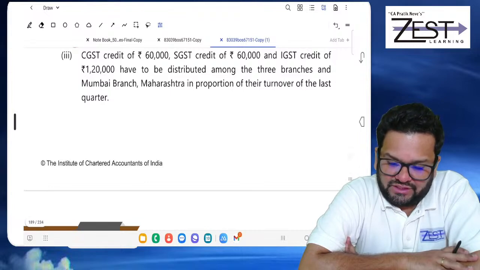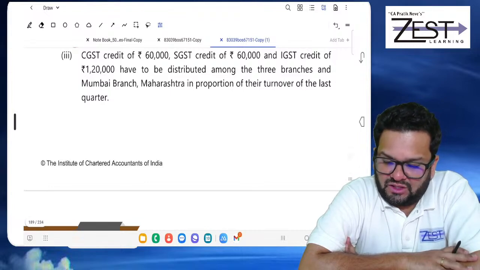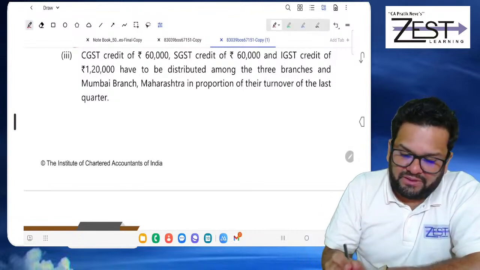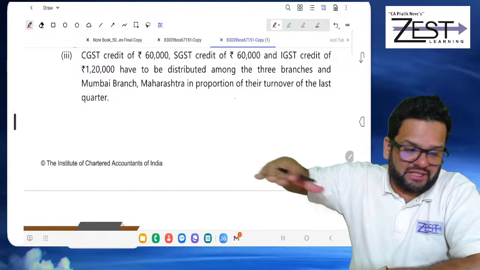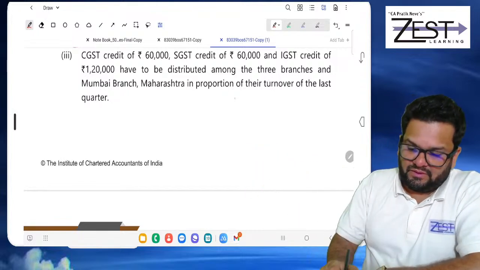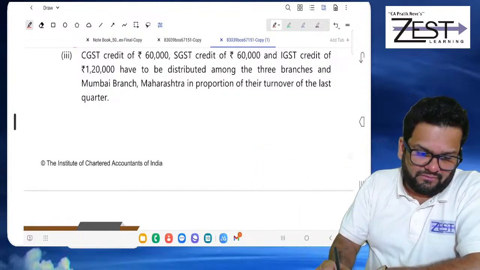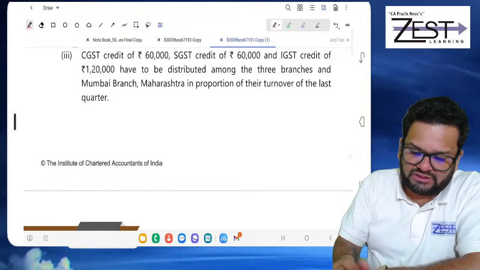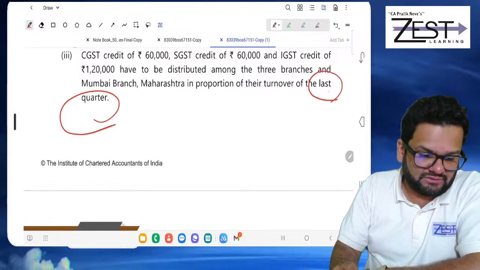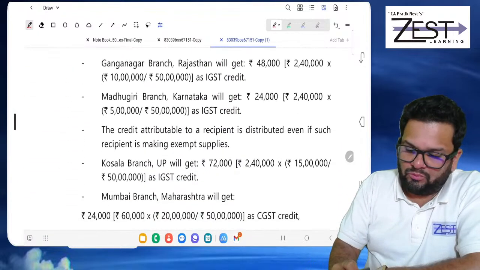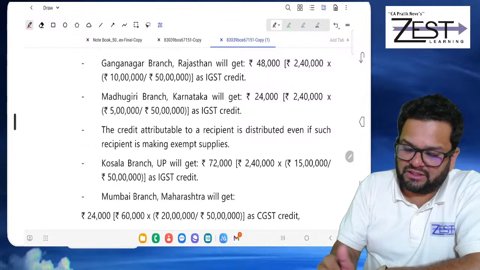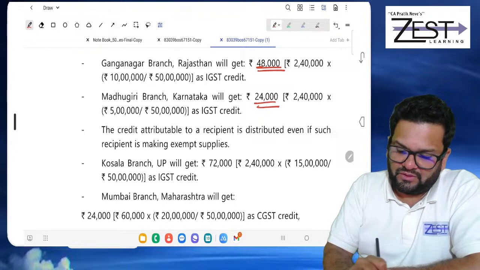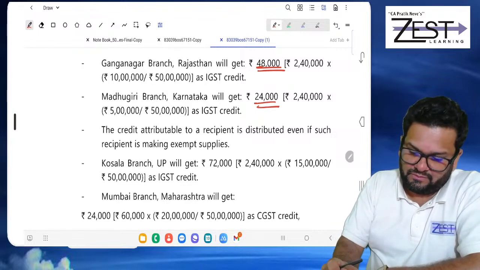CGST credit of 60,000, SGST credit of 60,000 and IGST credit of 1,20,000 have been distributed amongst 3 branches and Mumbai branch, Maharashtra, in proportion of their turnover of last quarter. How much is Ganganagar branch getting? 48,000. Madhugiri branch 24,000.